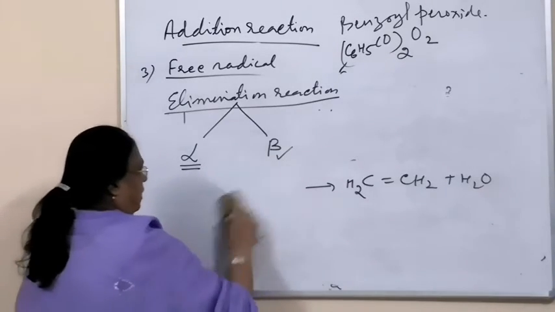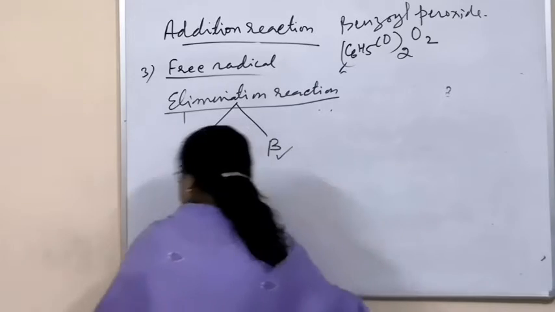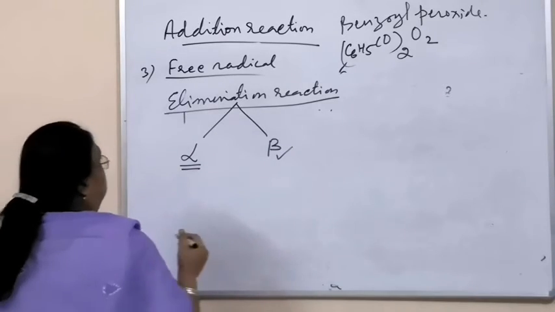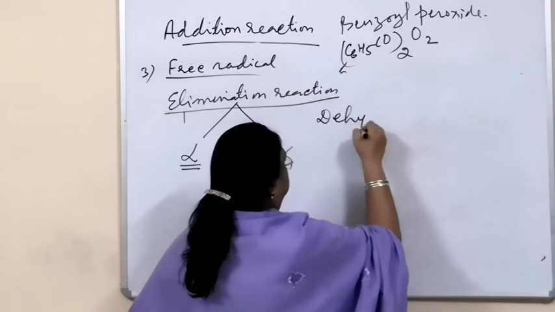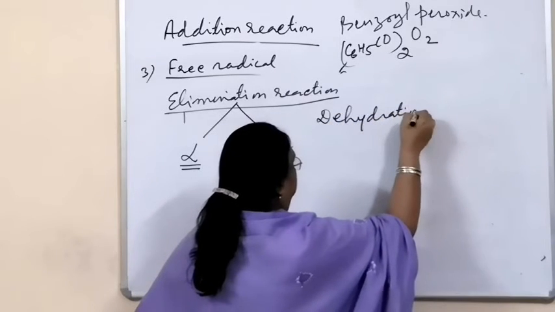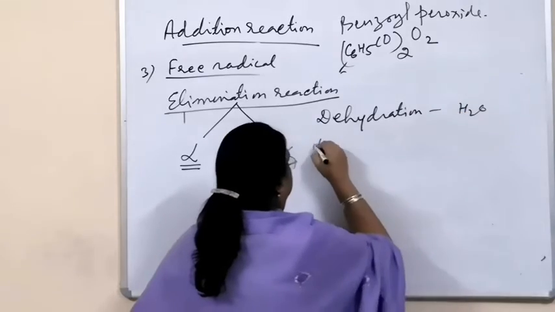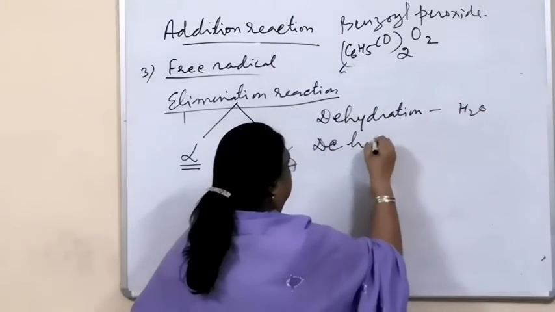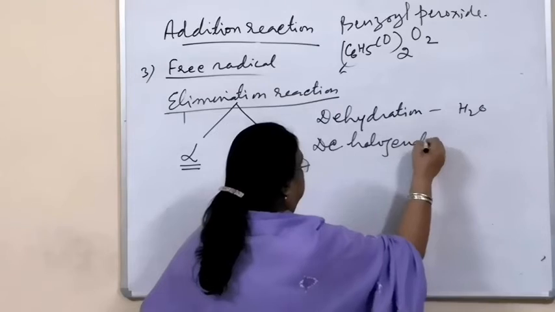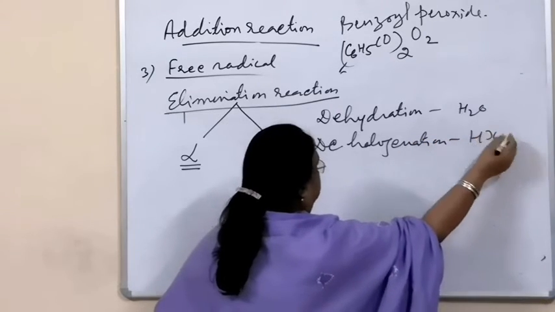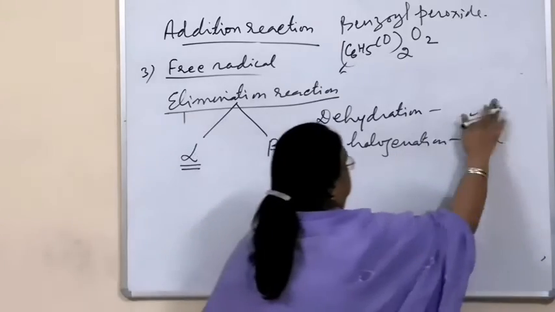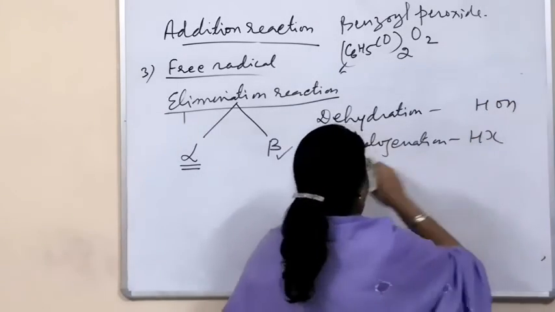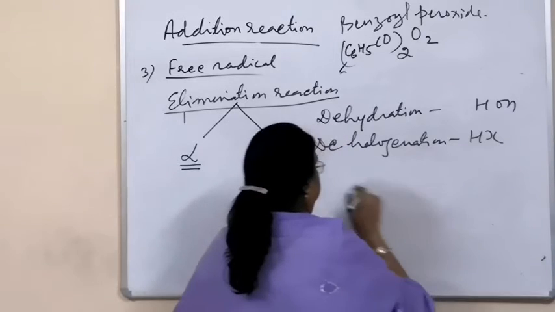This is about beta elimination, and these elimination reactions are named dehydration. You know very well, dehydration means removal of water. Then dehalogenation. Dehalogenation means removal of halogen as HX. So always two atoms are out. Dehydration means H and OH out. Dehalogenation means one H and one X is out.